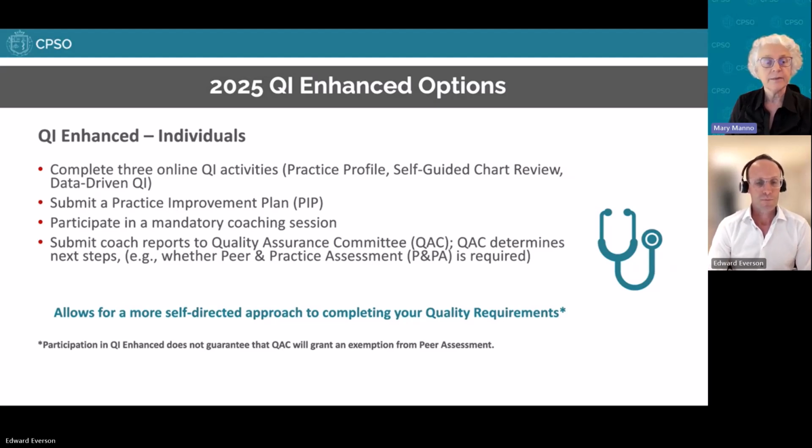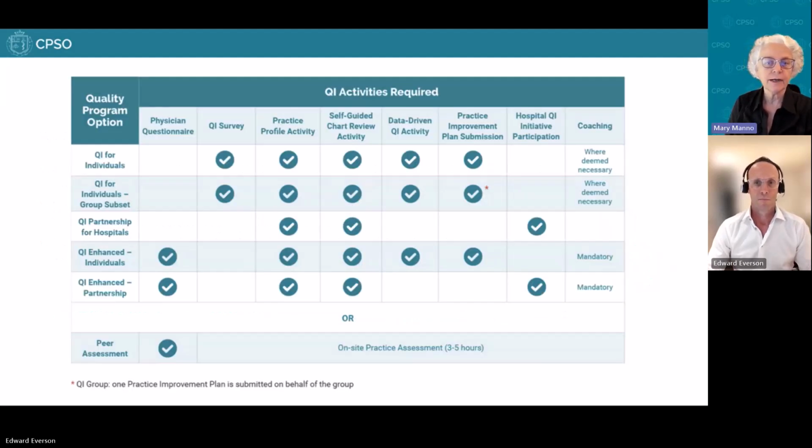That is, they'll make a decision based on the information they've been provided whether a peer and practice assessment is required. This option allows for a more self-directed approach to completing quality requirements, but I should point out that participation in QI Enhanced does not guarantee that the QAC will grant an exception from peer assessment. That decision's made on a case-by-case basis. You may find this chart quite helpful in determining which quality program option is best for you, and then confirming which of the required activities pertains to that particular choice.